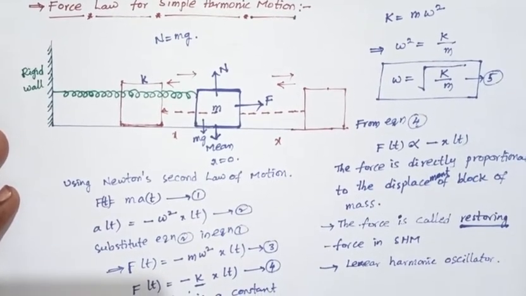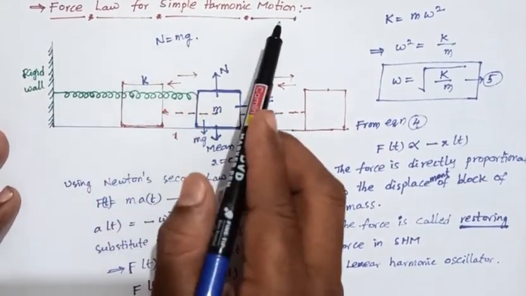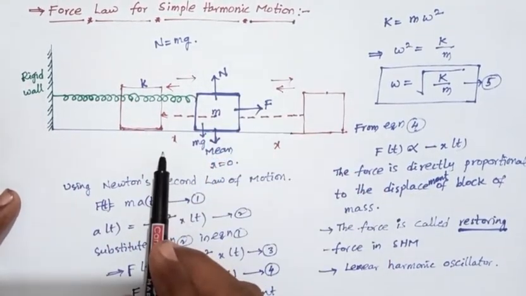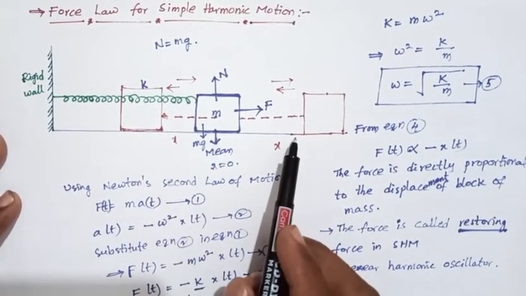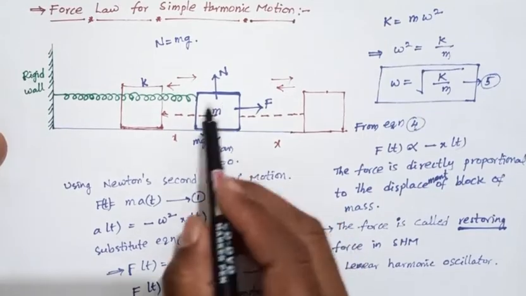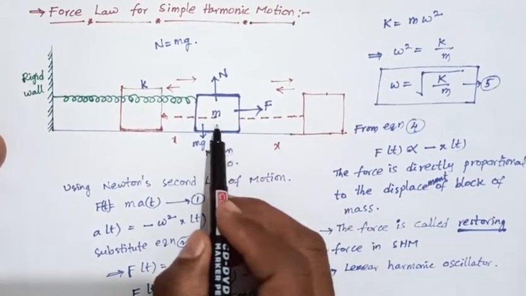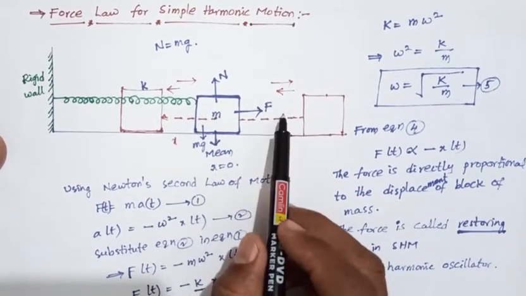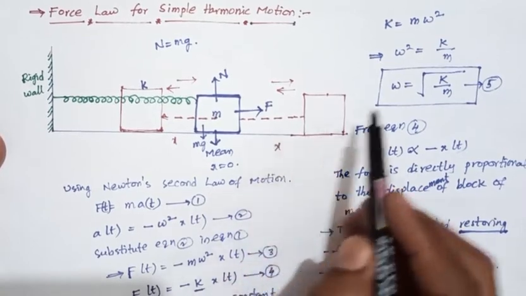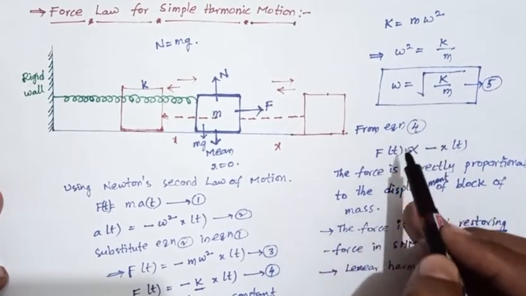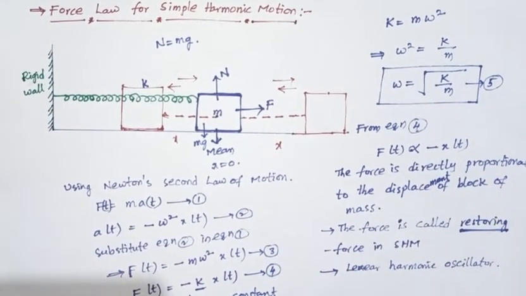So this is the force law for simple harmonic motion. It consists of to and fro motion, and here it consists of the restoring force. Due to the restoring force, the force is towards the mean position and the displacement increases with the restoring force. And again, the angular frequency omega equals square root of k by m. I hope you understood the class. Thank you.